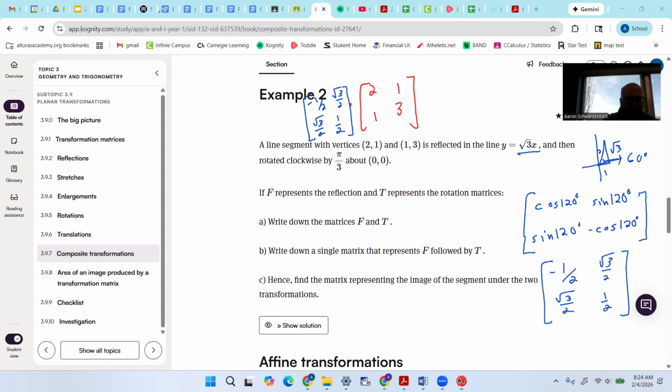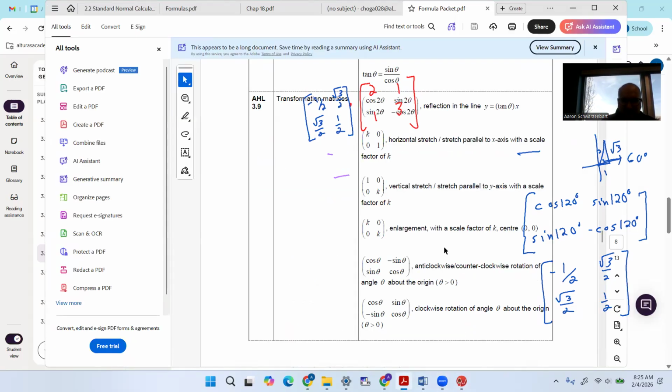So the next one is going to use this one. So rotated clockwise, my angle is going to be negative pi over 3. And I don't remember what that one is, so I look at my formula packet. Clockwise, well, I'll just use the anti-clockwise. I can use, yeah, just subtract from 360. Or you can use the clockwise one. I just don't use that.